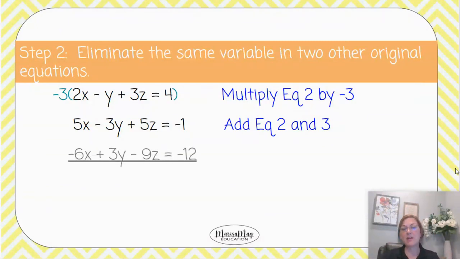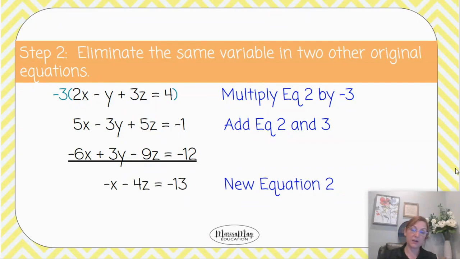If I multiply equation 2 by -3, I get -6x plus 3y minus 9z equals -12. Now I'm ready to add this to equation 3. When I do, I get -x minus 4z equals -13. And I'm calling this the new equation 2. So we have a new equation 1 and a new equation 2. Now you'll notice I've eliminated the y variable first.